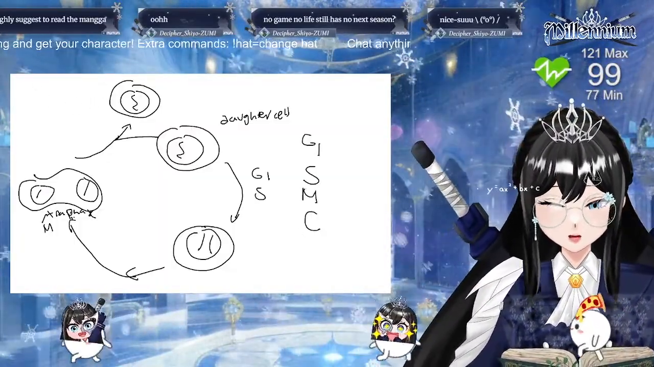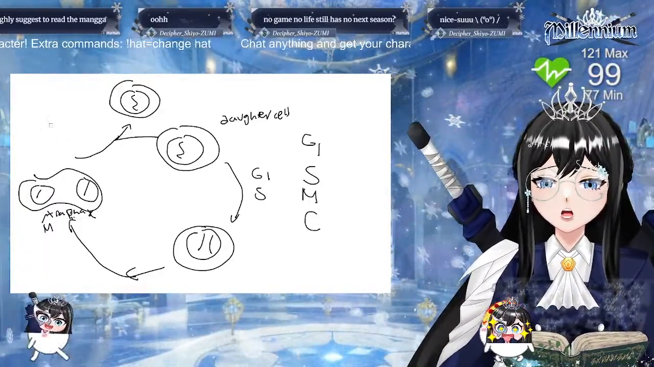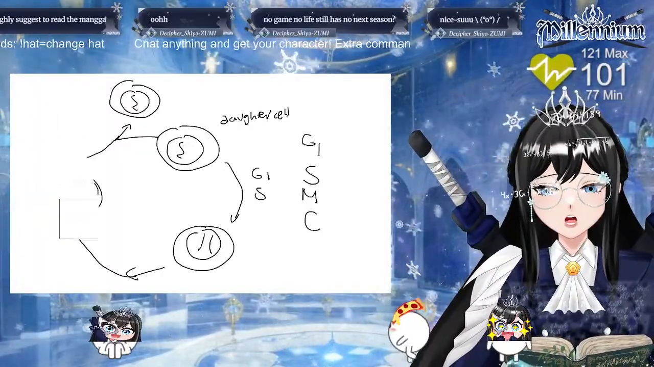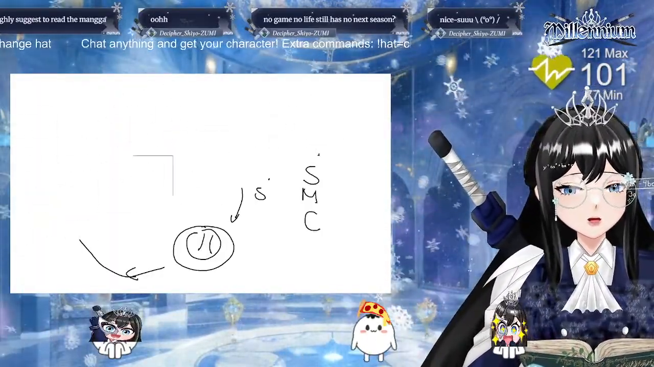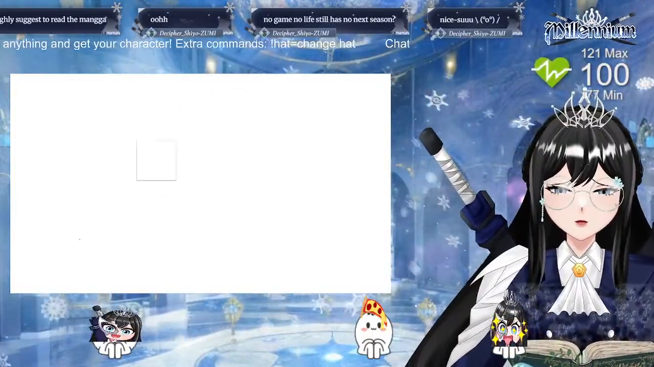Yeah, going back to the two-step control. Wait, what was Girls' Last Tour? Is that a scary one? Because if it's scary, I cannot. But yes, that is the general picture of it.